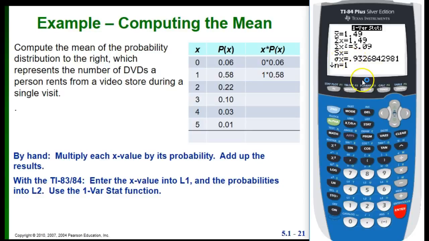So our standard deviation would be 0.93. Our mean for the probability distribution would be 1.49.